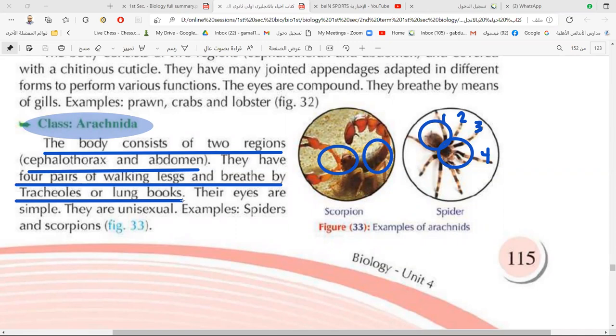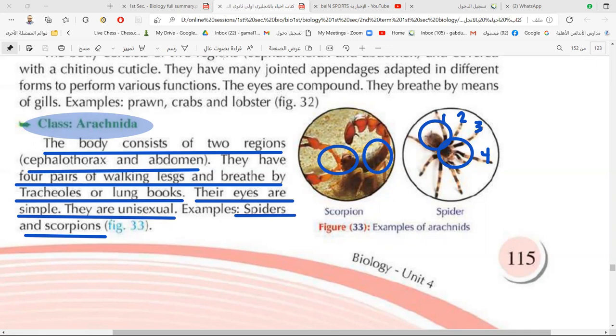Tracheoles or lung books. Their eyes are simple, different from crustaceans, and they are unisexual. Yani the sexes are separated, male separated from the female. Examples: spider and scorpion. This is class Arachnida from phylum Arthropoda.